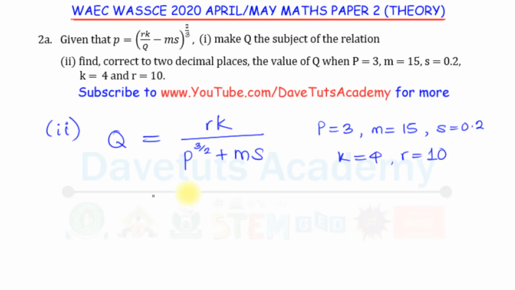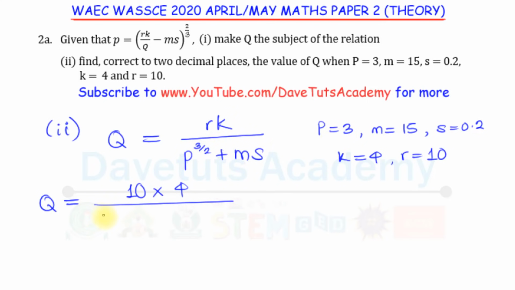So this is just as simple as it can get. We just need to put all of these values into this particular equation to say that we have Q is equal to, what's the value for R? That is 10. What's the value of K? That is 4. So we have 10 times 4 divided by, what's the value for P?